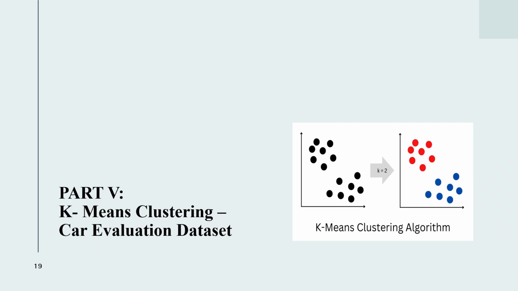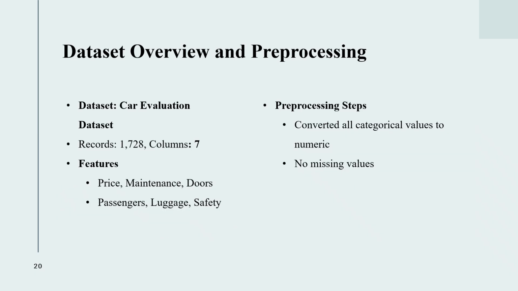So now let's move to unsupervised learning using k-means clustering. The data set used here is a car evaluation data set with around 1700 records. The goal is to group similar cars based on their features. All categorical values are converted into numeric format and no missing values were present. So no further cleaning is needed. Mainly this data set is already much cleaner, so fewer pre-processing steps were needed.